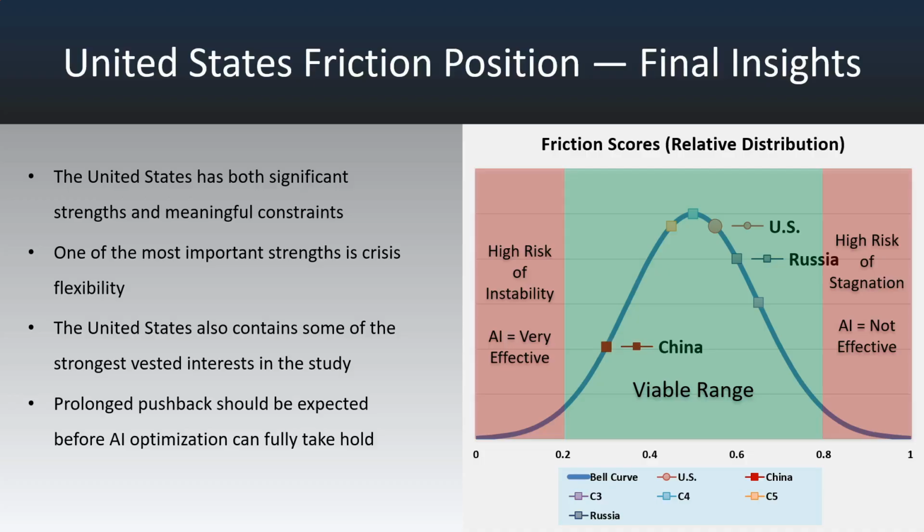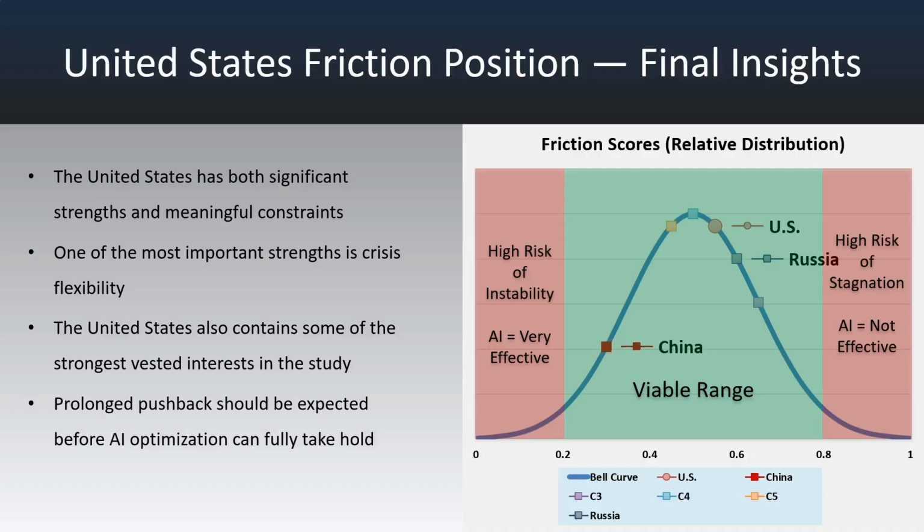One of the most important strengths is crisis flexibility, combined with deep financial reserves. The United States has repeatedly shown that it can mobilize enormous economic resources during disruptions, temporarily expanding redistribution and stabilization programs to help the system absorb shocks while industries reorganize.